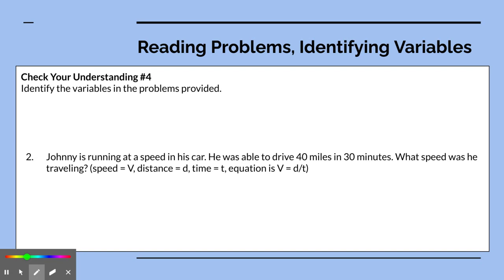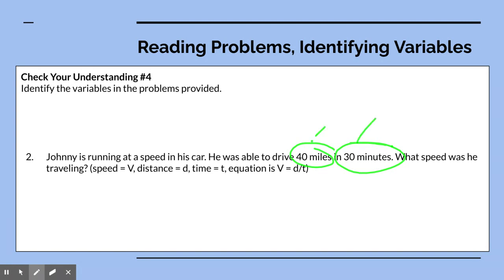So what do we have? What do we know? Well, we know 2 things. More than 2 things, but we know 2 things. So we know that he drove 40 miles, and we know that he did it in 30 minutes. So we've got to now figure out his speed over this distance and over this amount of time.